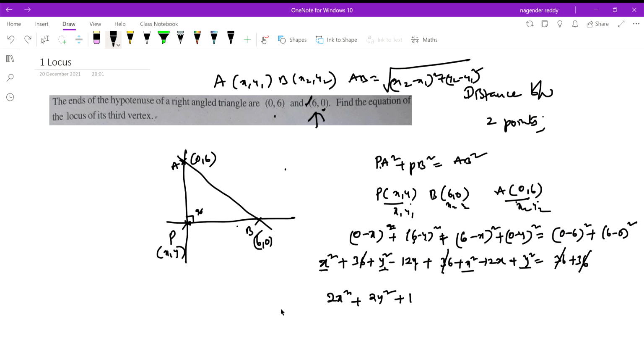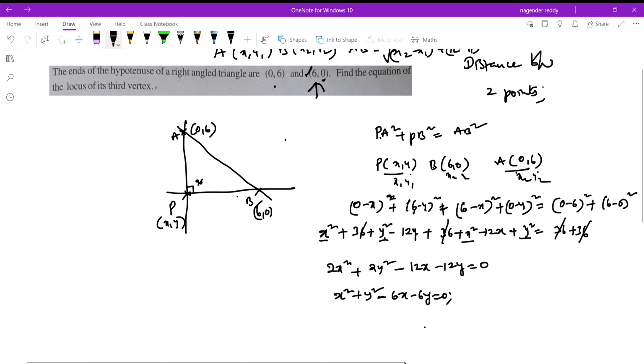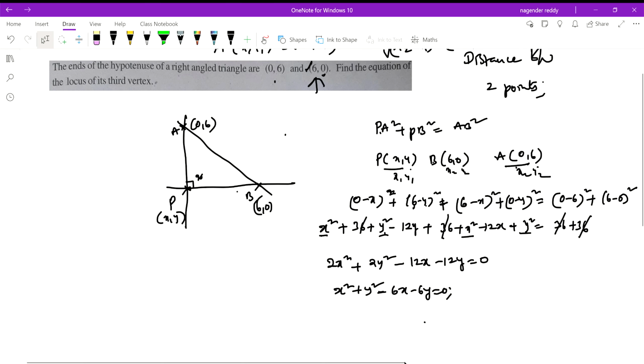Sorry to say this, it's minus 12x, right? Minus 12x minus 12y is equal to 0, because there is no constant; the constants on both sides got cancelled. And write divided by 2, then you'll get x square plus y square minus 6x minus 6y is equal to 0.